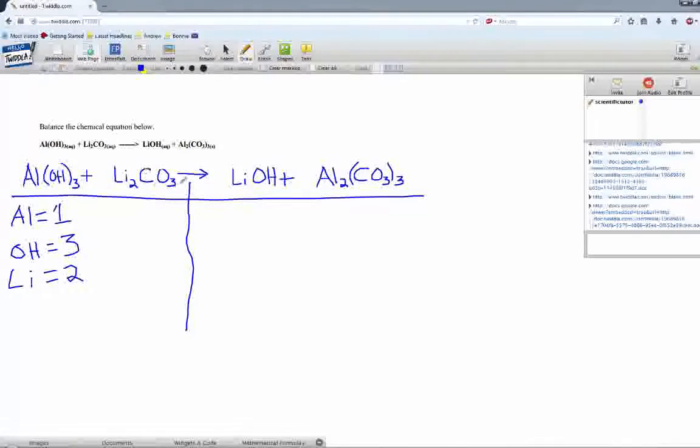Then we have the group CO3. 1 times 1. So it's only one CO3 group. I'm already counting this C in the CO3 group, so I don't want to count it twice. I don't want to go 1 times 3, oh, I have 3 CO3s. No, it's only 1 times this whole group. So I only have 1 CO3.